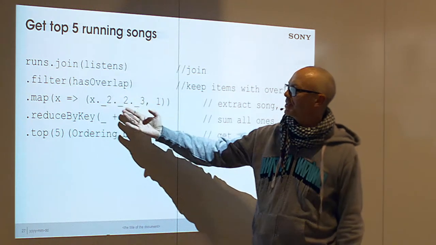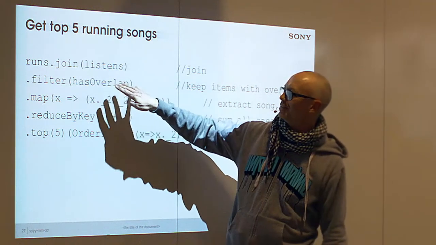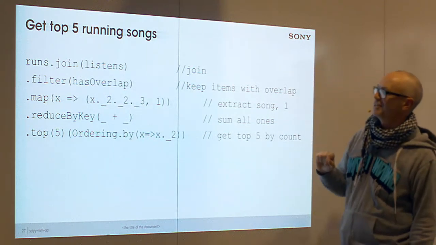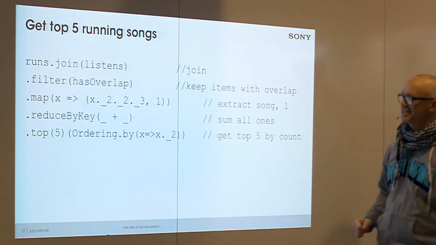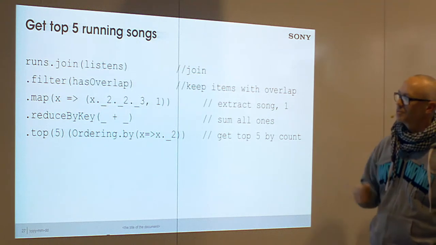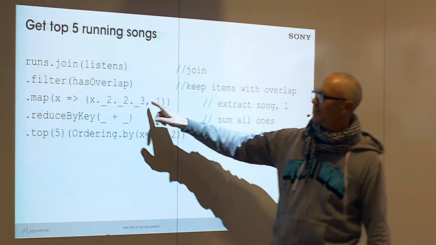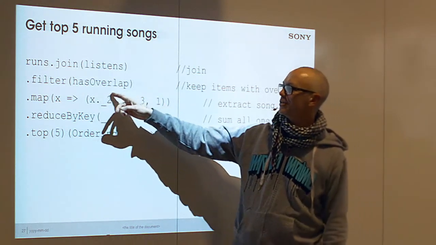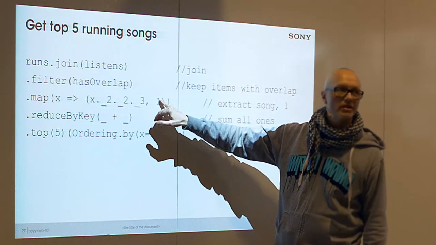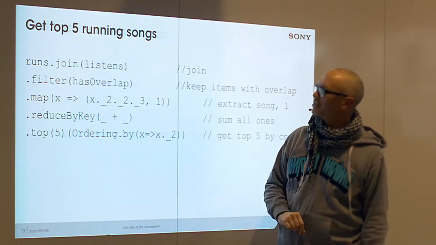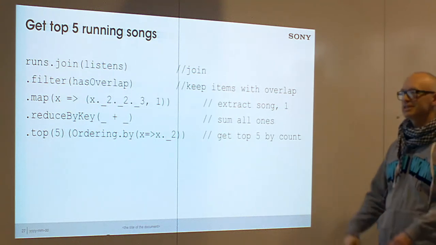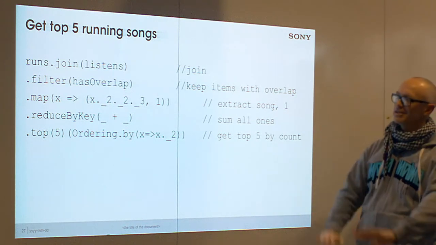But we don't have a schema for the thing we have created in this step, so we have to extract it by accessing the specific tuple. What we're doing here is extracting the song, which contains the title and the artist, and then we combine that with the number one. Why do we combine it with the number one? Because then we sum all these together.